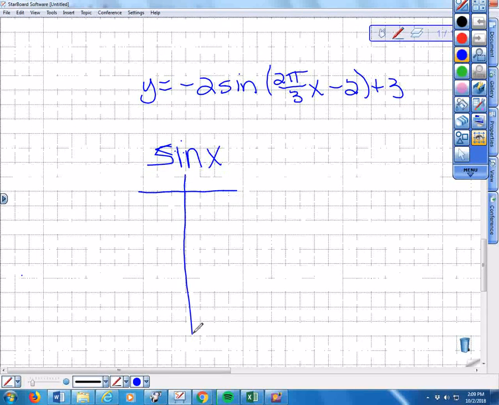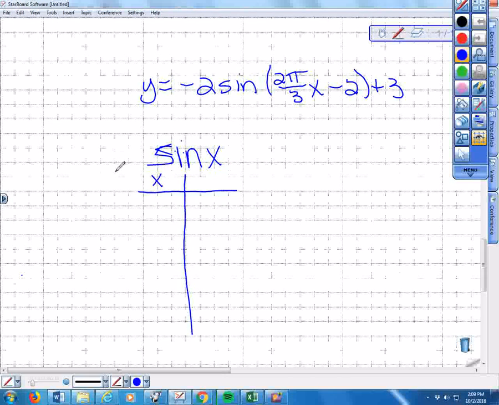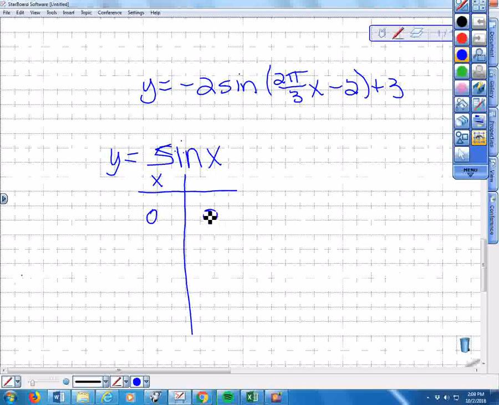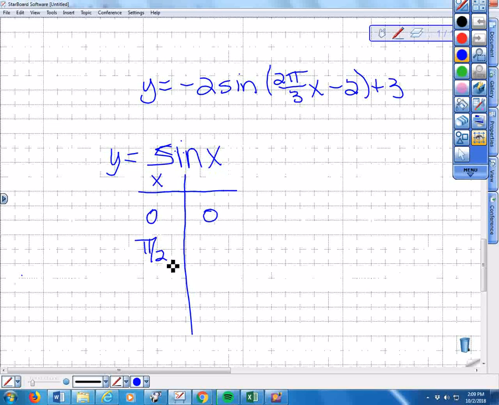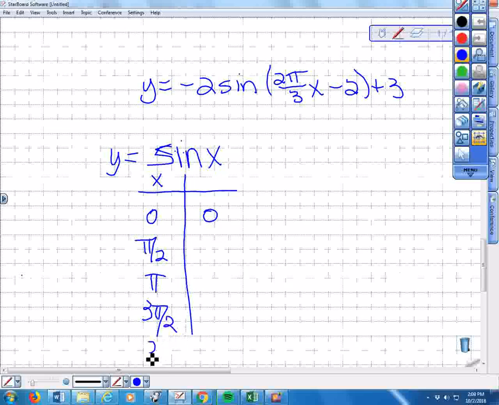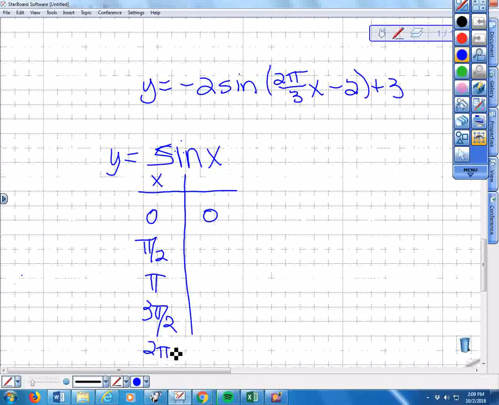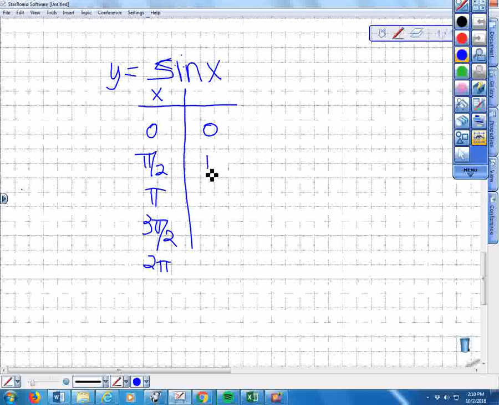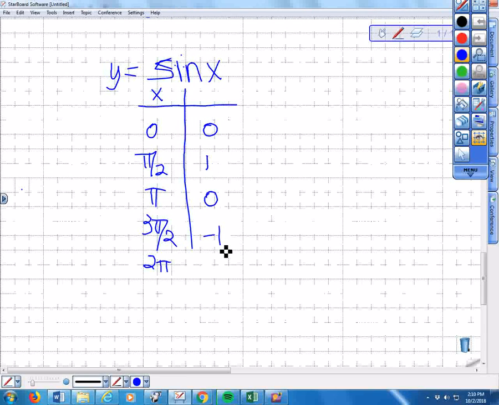When x is, if I just did y equals sine x, when x is 0, sine is 0, right? And I have, this is one full period, right? This is 1, back to 0, -1, back to 0.